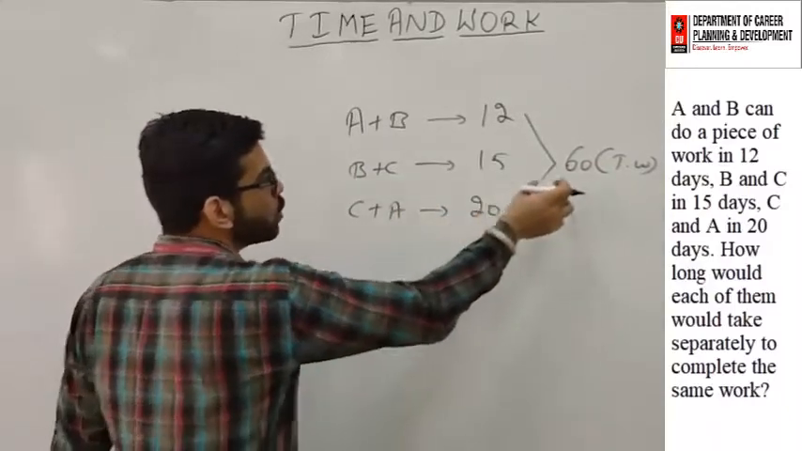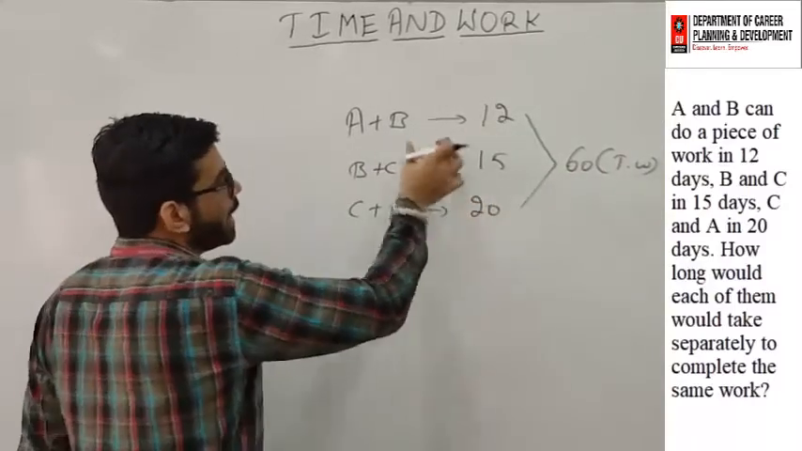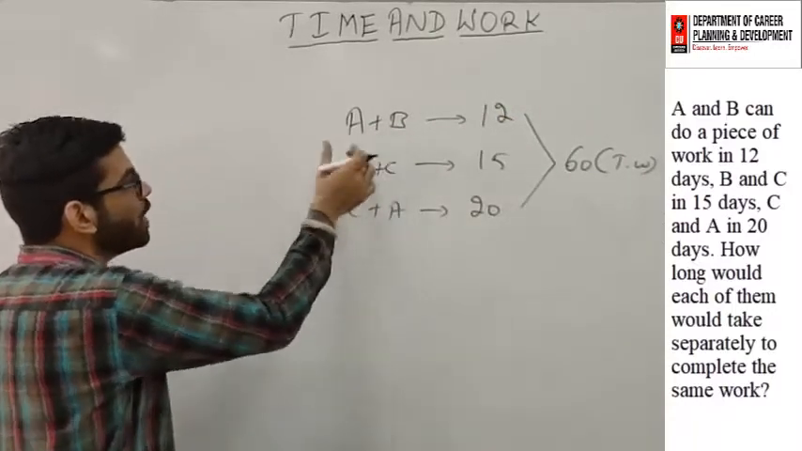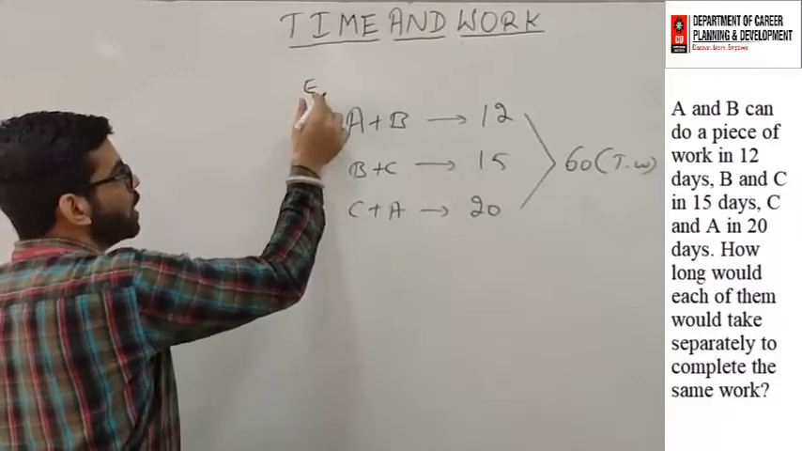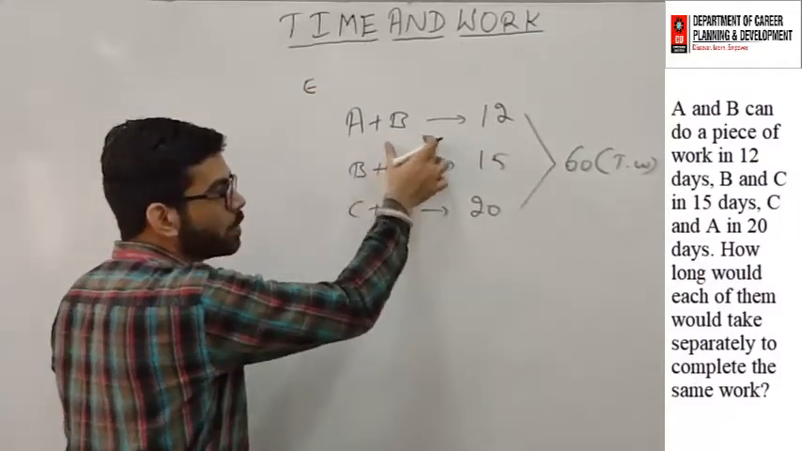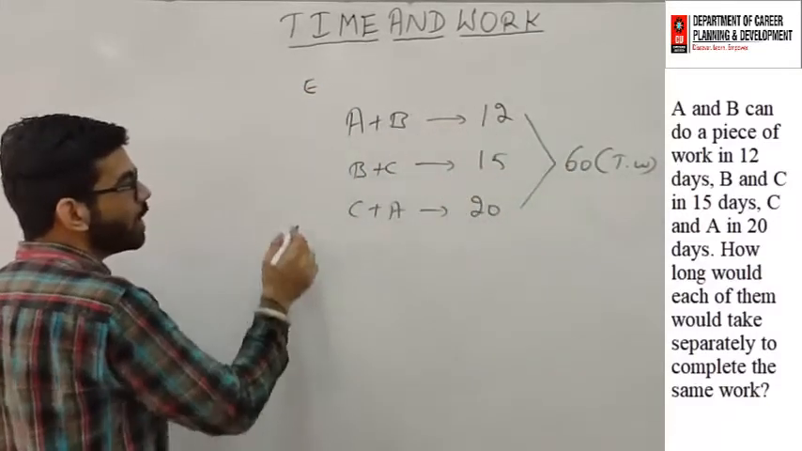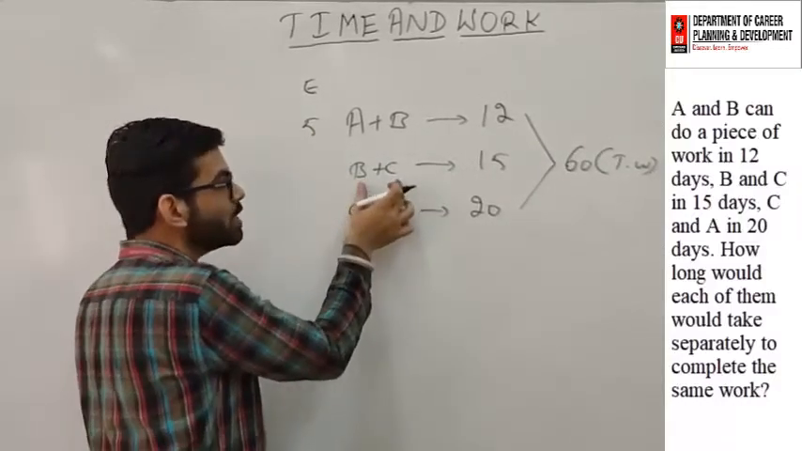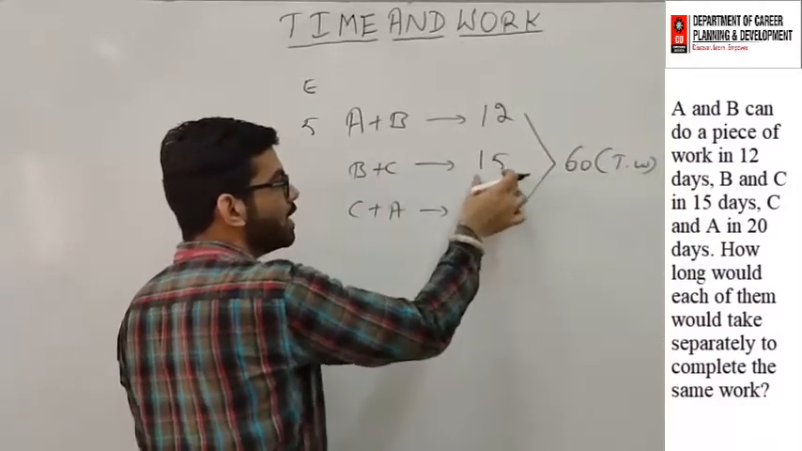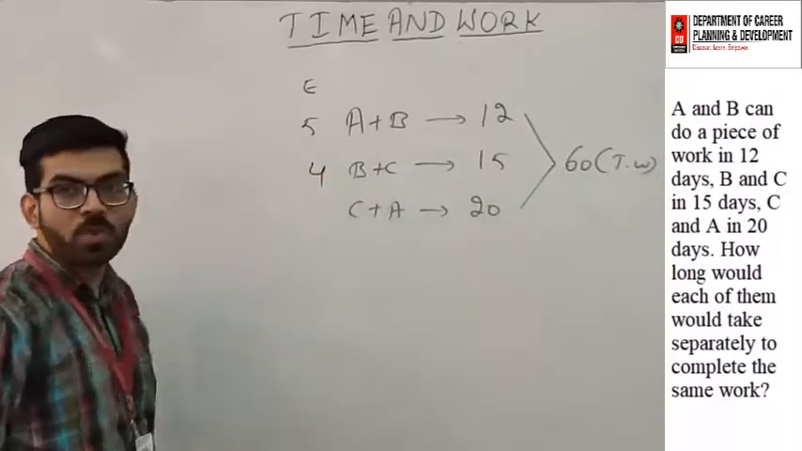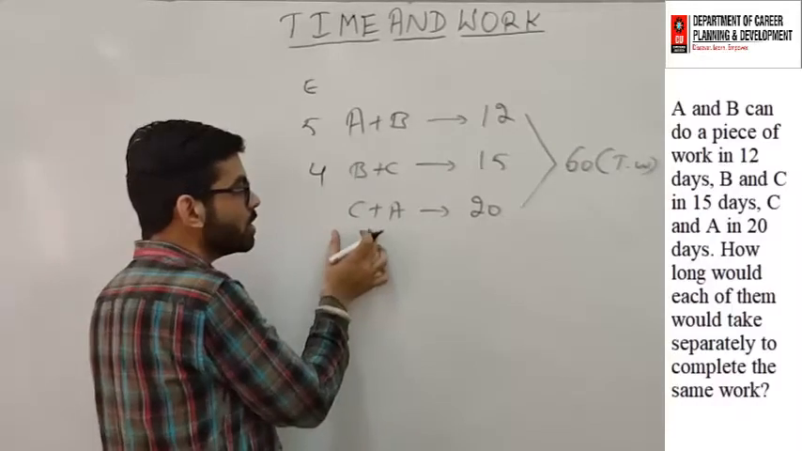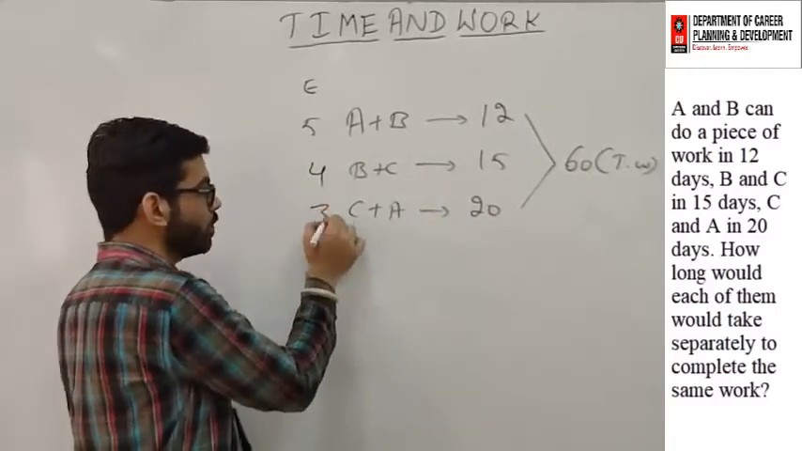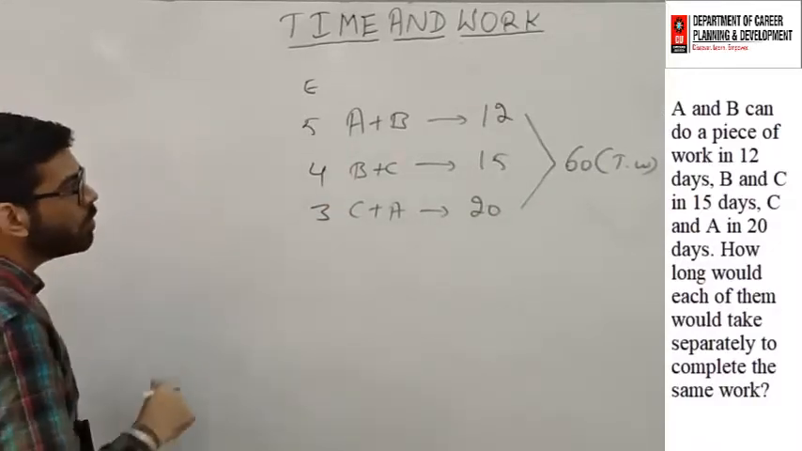If 60 is your total work, then A and B can complete the job in 12 days. So the efficiency of A plus B comes out to be 60 divided by 12, that is 5. Efficiency of B plus C comes out to be 60 divided by 15, that is 4. And the next part, efficiency of C plus A comes out to be 60 divided by 20, which is 3. Now move to the next part.